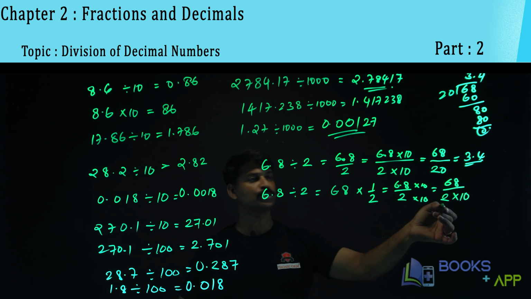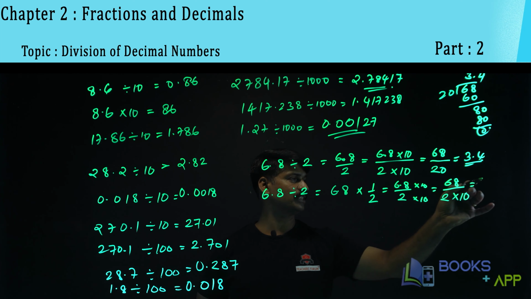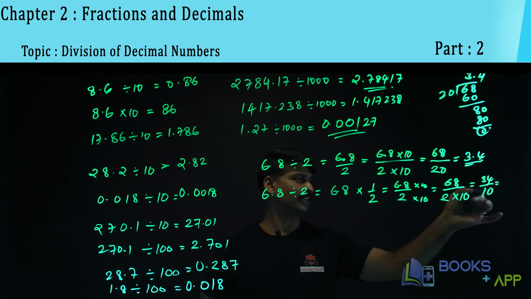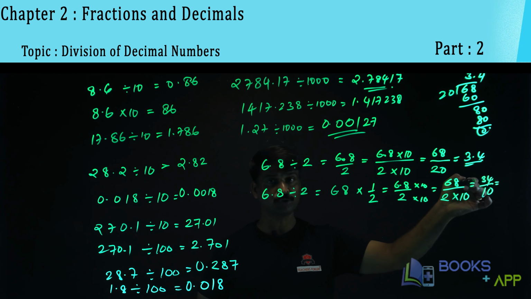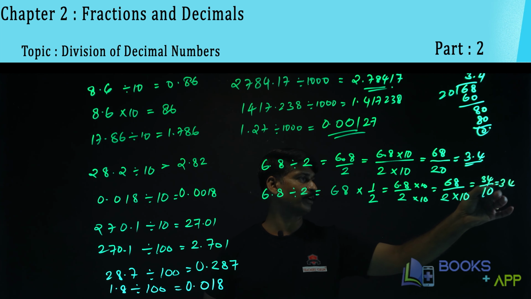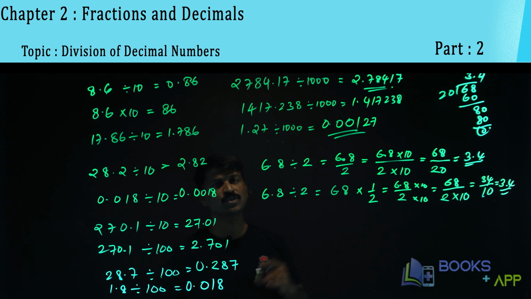What is 68 by 2? 68 by 2 is 34. What is 34 by 10? Yes, when you divide by 10, you should jump 1 point to the left. So it becomes 3.4. Anyway, in either case you get the same answer. Let us solve one more.